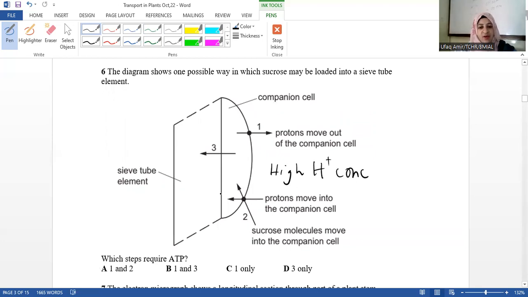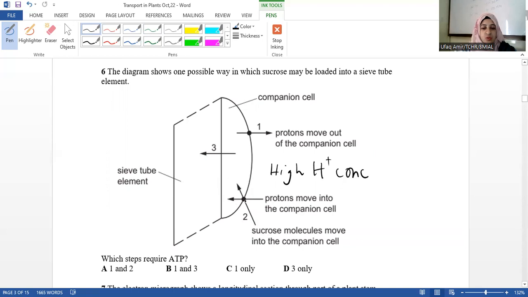They will move backward from high to low through a co-transporter protein, which takes protons, and along with protons, sucrose from the surrounding mesophyll cells will also go against its concentration gradient into the companion cell. In the companion cell, this is representing the plasmodesmatal connection, and the sucrose goes through the plasmodesmata into the sieve tube element. So they are asking which step requires ATP.